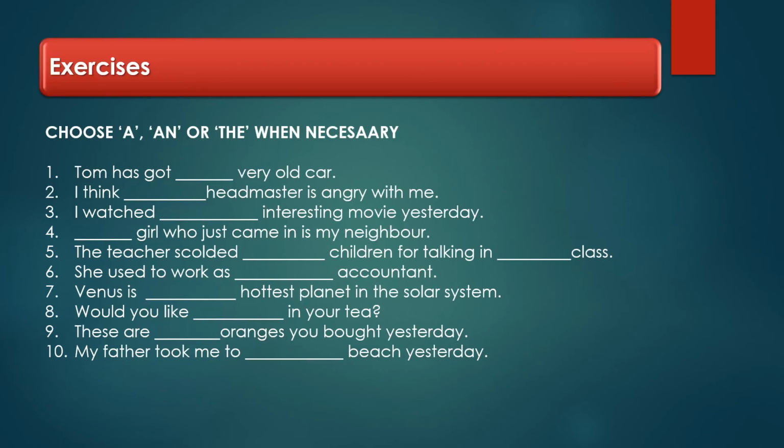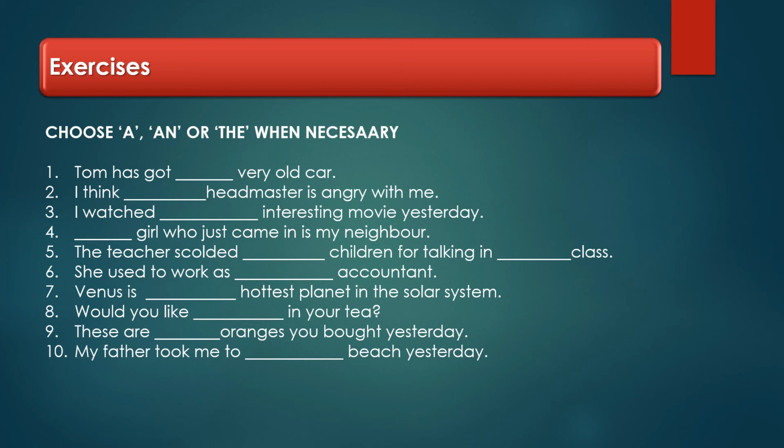Now we will end this chapter. That was all about the usage of the articles, the definite articles and the indefinite articles. Now before closing it, we will do the exercises. See, choose a, an or the when necessary. Tom has got dash very old car. Tom has got a very old car.